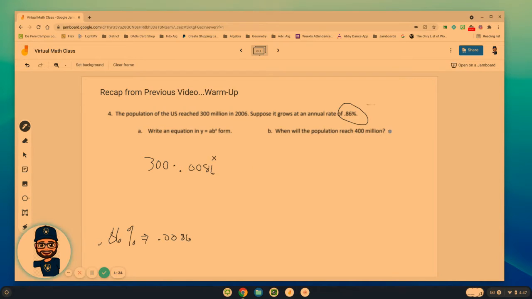Question B, when will the population reach 400 million? We want to know when will this equal 400, which represents 400 million. Because I used 300 there, I'm going to use 400 there. To solve this, we need to isolate the part that has the variable exponent. So we divide by 300. And we get 0.0086 to the power of x equals 4/3.